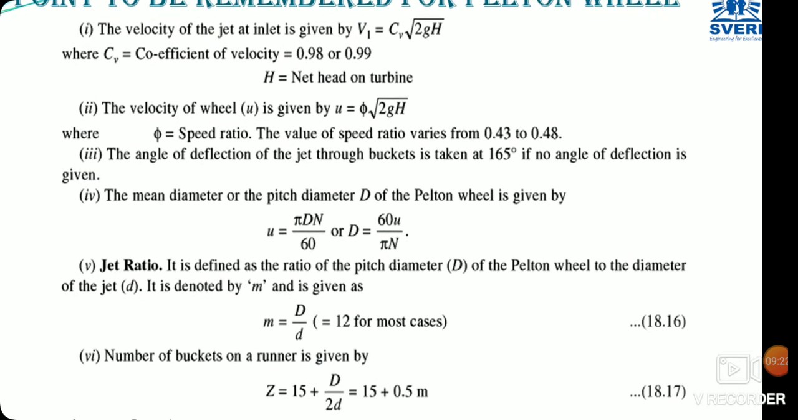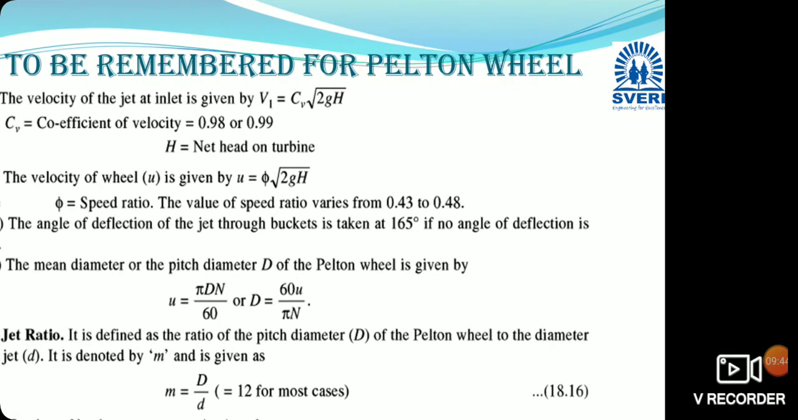Another way we can define the mean diameter of the wheel is by the formula U is equal to pi DN divided by 60. Therefore, D is equal to 60U divided by pi N. Then the jet ratio is already defined, M is equal to D by d, and for most cases of the Pelton turbine, it is taken as 12. And the number of buckets is, as already told, 15 plus 0.5 into M.